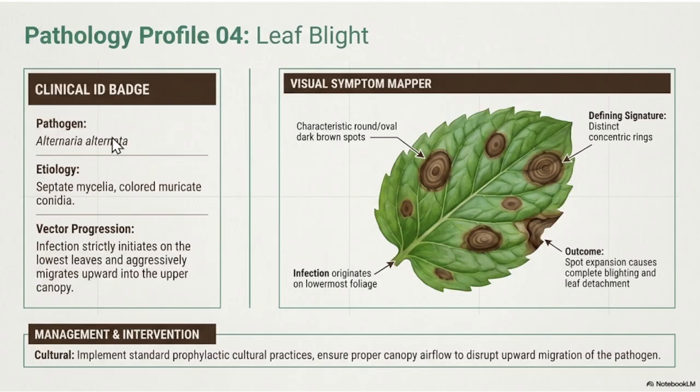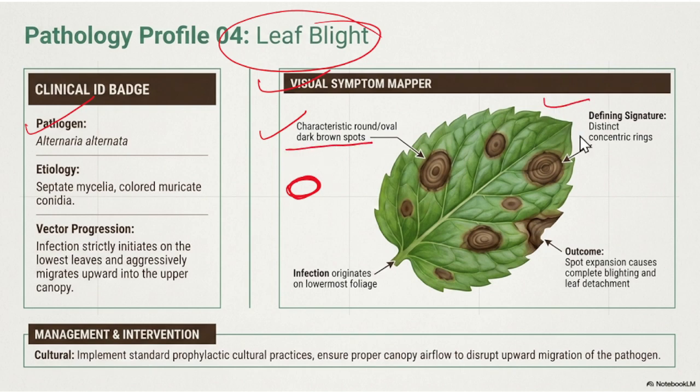So now the fourth one is leaf blight. It is caused by Alternaria alternata. Firstly we see the visual symptoms. The characteristic is a round to oval, dark brown spot. The defining sign is the distinct concentric ring, and that concentric ring is the characteristic symptom of this Alternaria fungus in every crop. We can see it here also in mustard or other crops. See the concentric ring, just like this one. This is the basic characteristic of this pathogen.